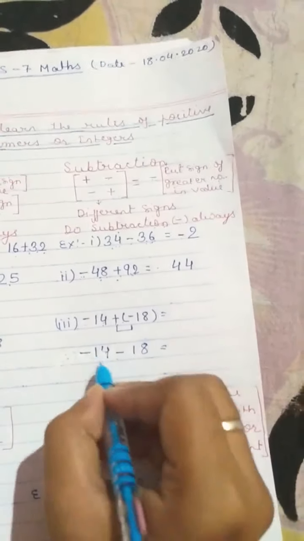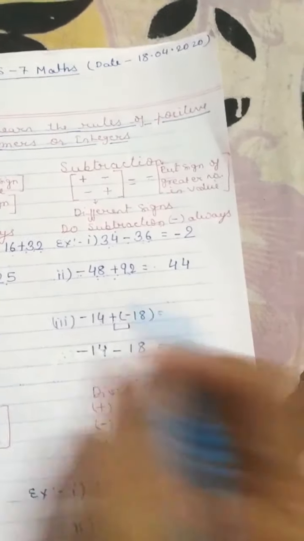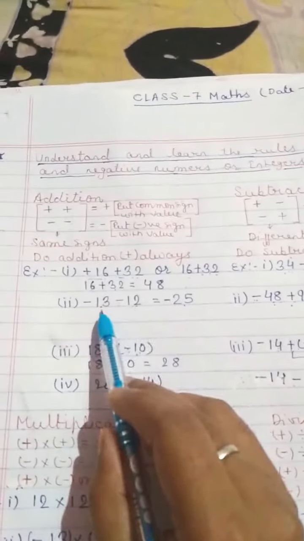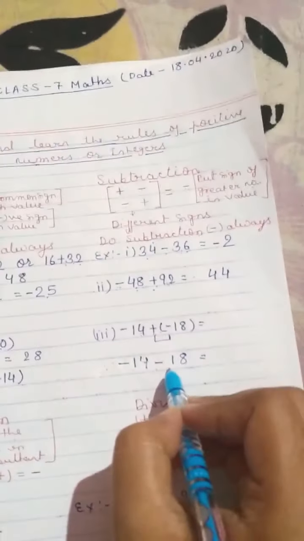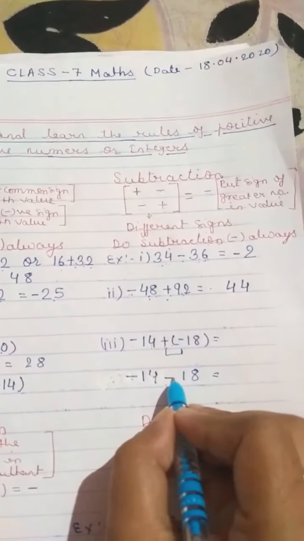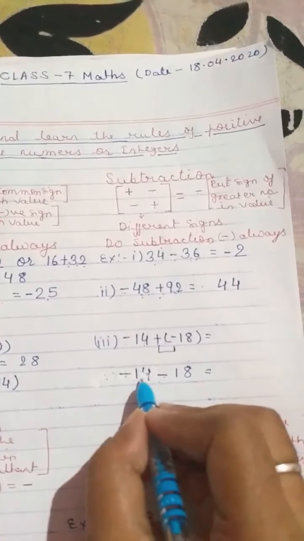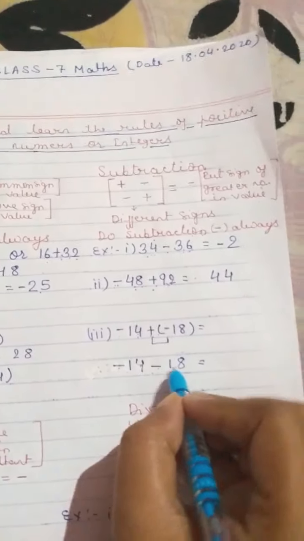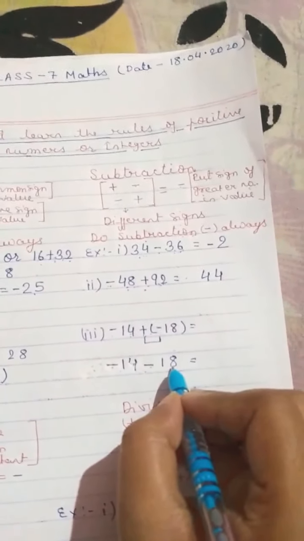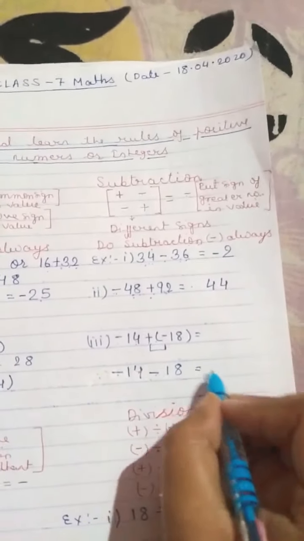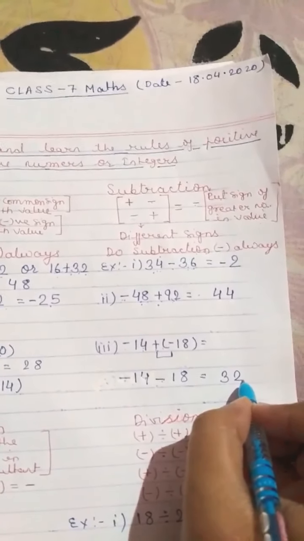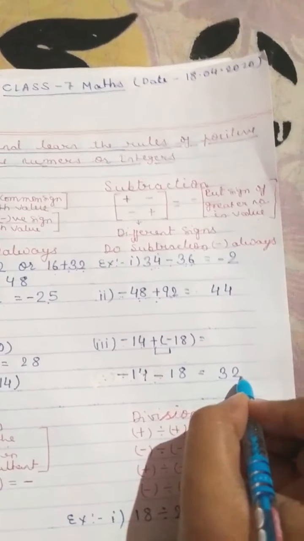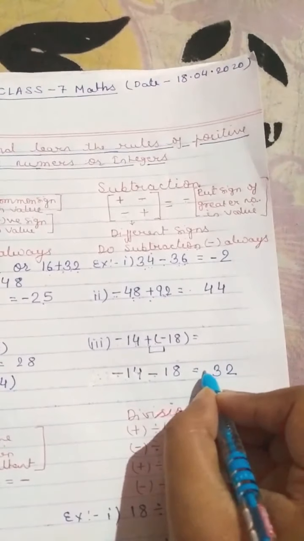Again, you can see this like this one. And you know what you have to do? Yes, same sign, same sign. That means you have to do addition here. So 14 plus 18, how much? 32. And the sign will be, yes, tell me. Negative sign. Very good.